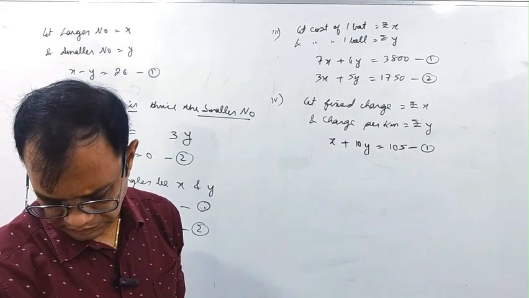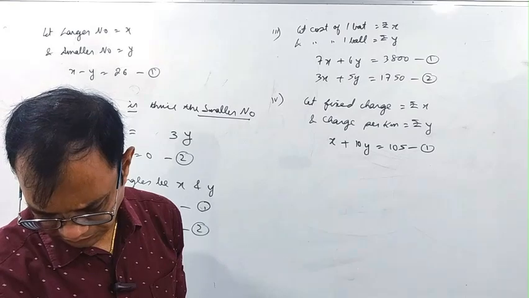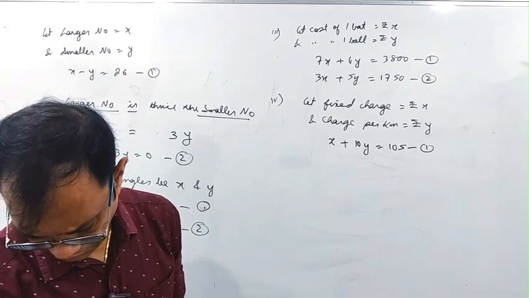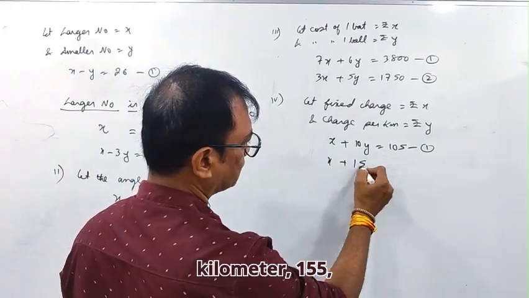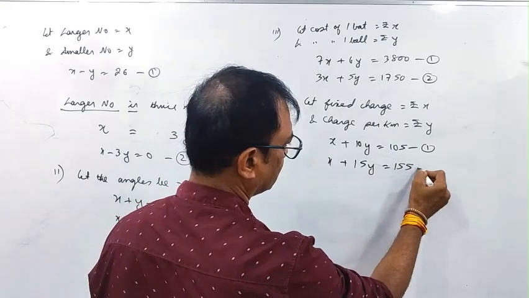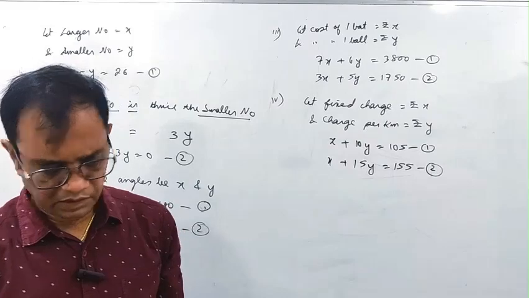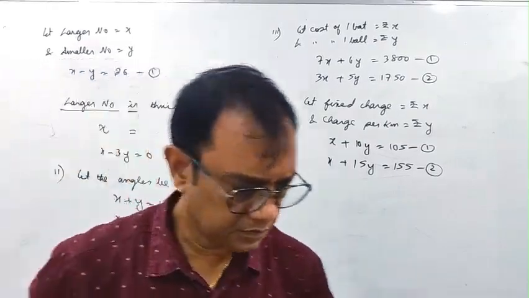And the next is, for 15 kilometers you have to pay 155. So for 15 kilometers, 155. Second equation. So 3 equations we have done. We are going to do the remaining 3.